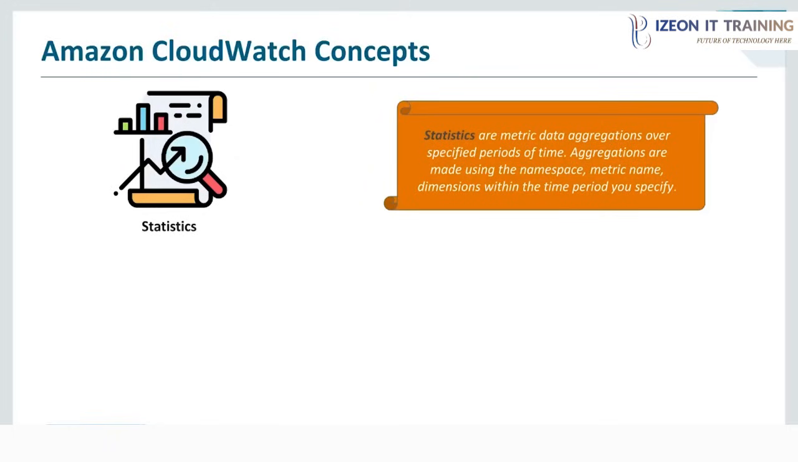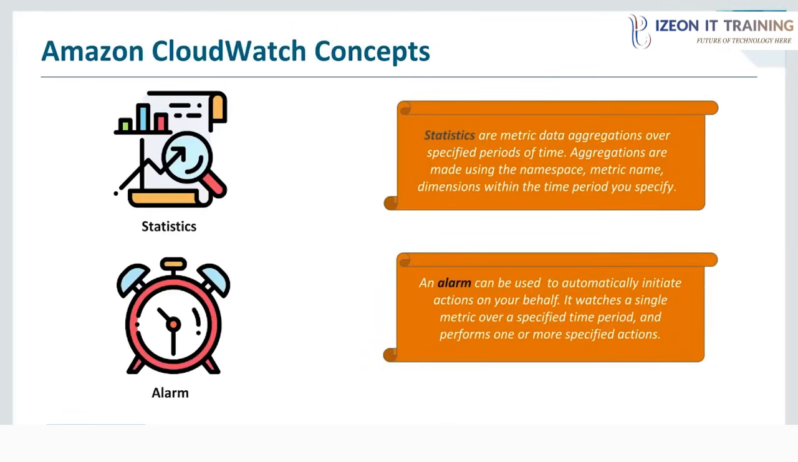Then you have statistics. Previously we had created two tables which had values of x with respect to y as well as z. You can combine data from these tables to create a chart or maybe plot a graph for analytical purposes. This combination of data is nothing but statistics. Statistics are metric data aggregations over a specific period of time. Then you have alarm. Let's say you have been monitoring this variable x for some time now and you want a notification to be sent to you when the value of x reaches a certain threshold. All you have to do is set an alarm to send you a notification. So basically, an alarm can be used to automatically initiate actions on your behalf.